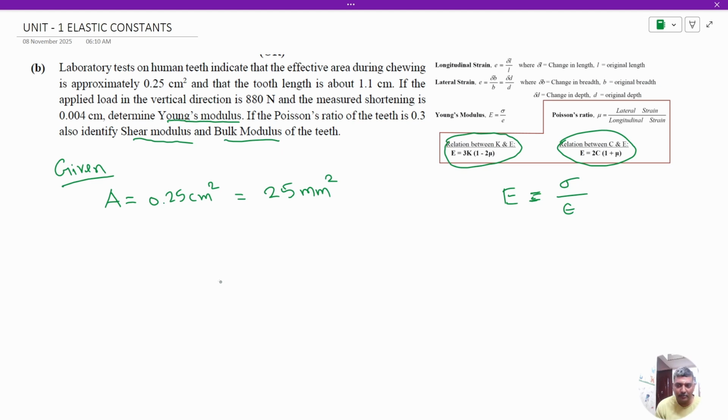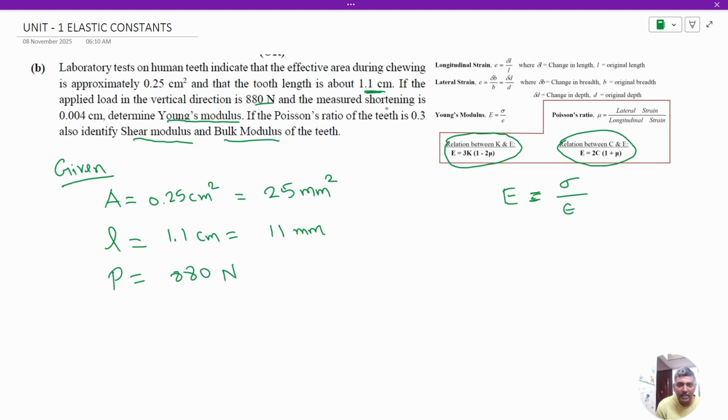Right? Next, we go for length. Length of the teeth is 1.1 centimeter. Convert into millimeter, so multiply by 10. So the length of the teeth is 11 millimeter. Load P is equal to 880 Newton. So we'll write the value with respect to P.